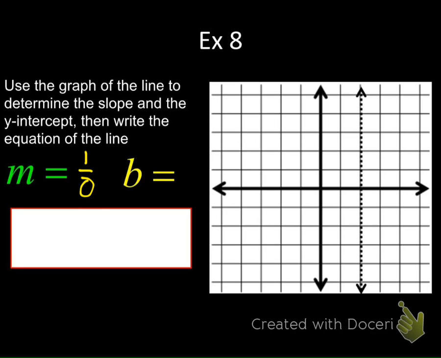And there's no y-intercept. B isn't 2. The x-intercept is 2, not the y-intercept. Because this is the y-axis. This line never crosses this. So we can't even do it, right? So we can just write that for our answer. There is no answer. That's it.